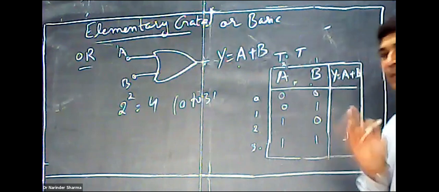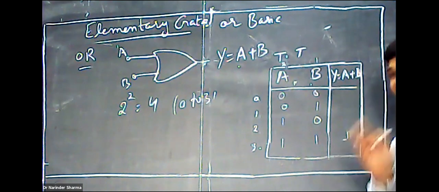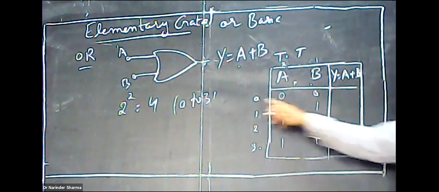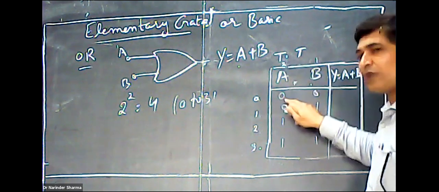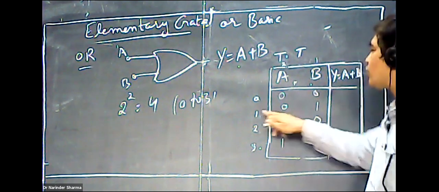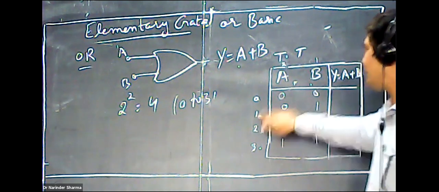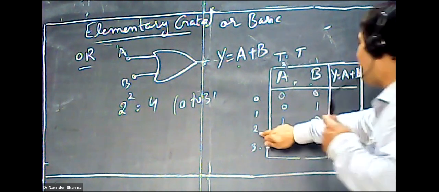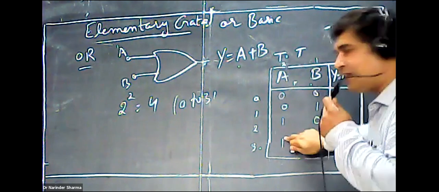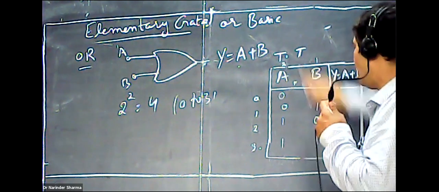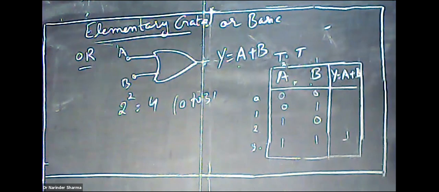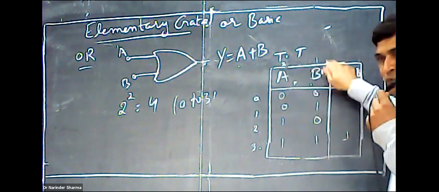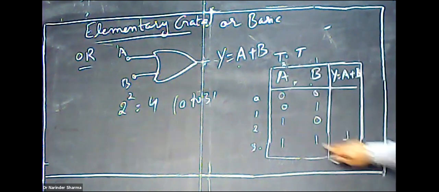Now just remember the concept of decimal to binary conversion. If I have to write the binary equivalent of 0, under 1 and 2 I have to write 0 and 0. For the binary equivalent of 1, under 1 I have to write 1, and under 2 it would be 0. For 2, under 2 I have to write 1 and under 1 I have to write 0. Now we have to write 3. 3 means 2 plus 1, so under 2 and under 1 I have to write 1.